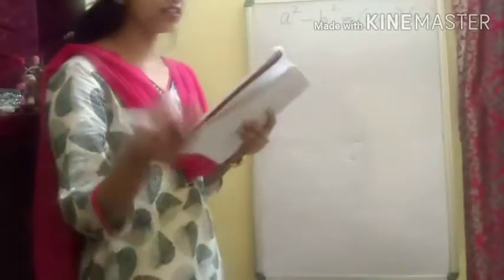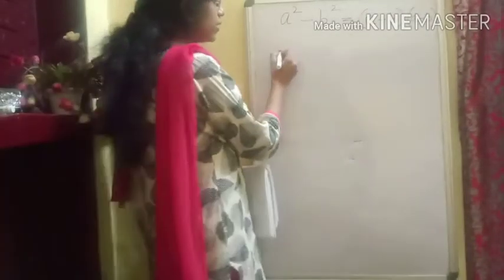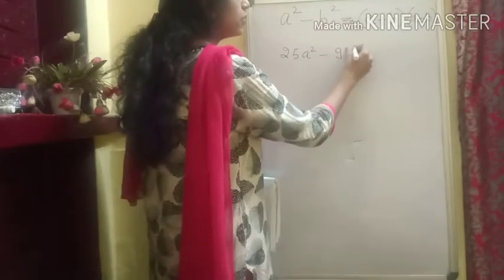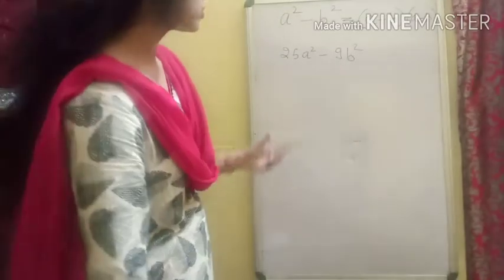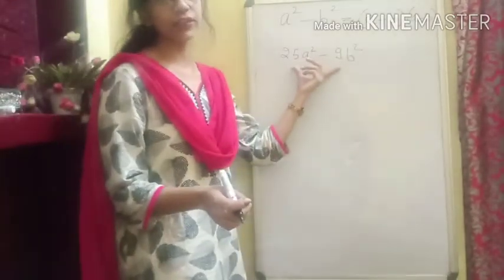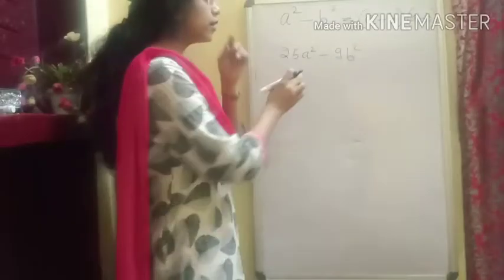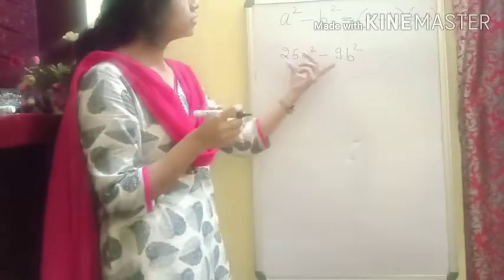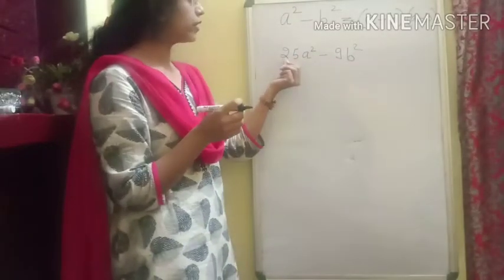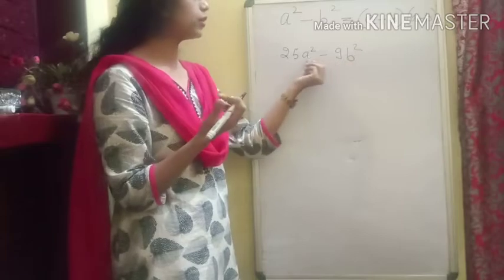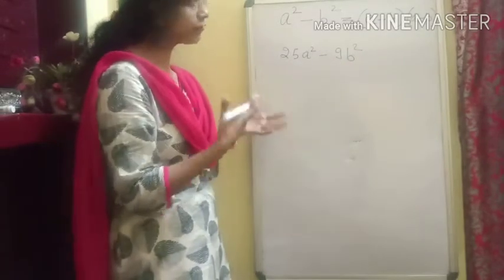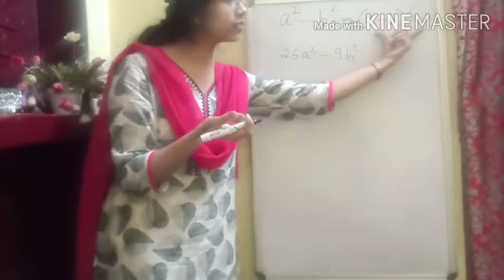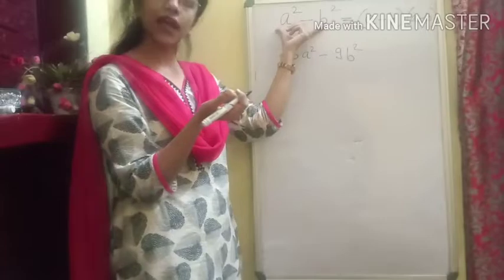Now let's take a very simple question here: 25a square minus 9b square. They are asking you to simplify or factorize this given expression. So first thing, if you see here, you have nothing common. Like we were doing in the first exercise, these two terms have nothing common. 25, 9, nothing is common. A and b, nothing is common. So we are left with the other thing. We have to factorize it depending upon this identity.